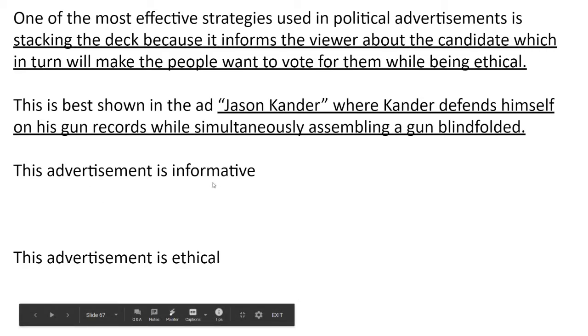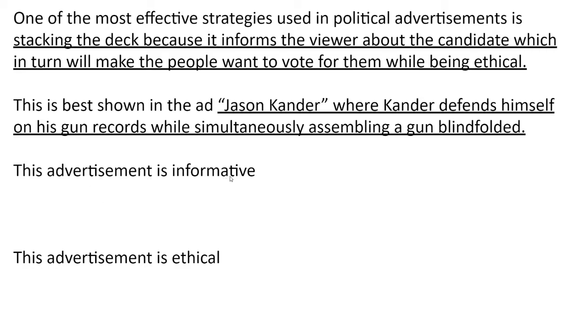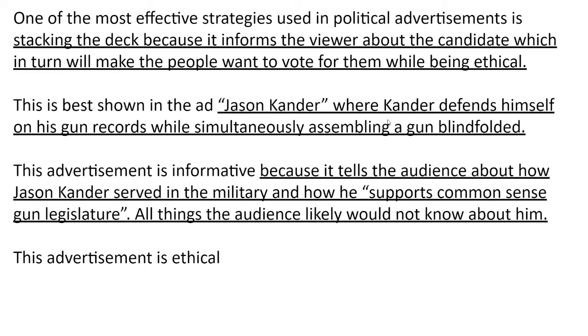This advertisement is informative because it tells the audience about how Jason Kander served the military and how he supports common sense gun legislation, all things the audience likely would not know about him prior to watching the advertisement. And again, I cut it a little bit short because of space.